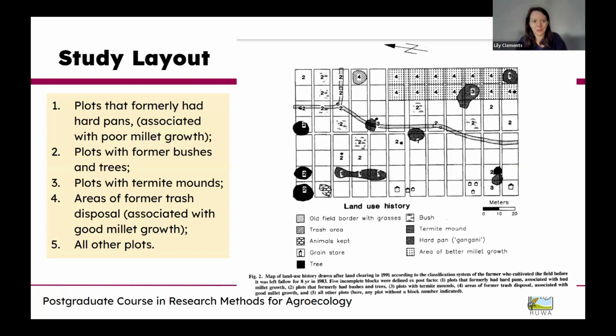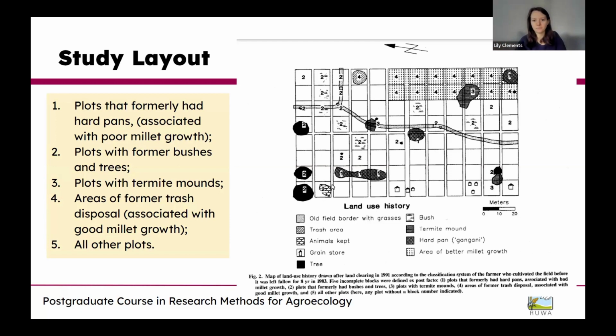And that will be based on previous use of the land rather than the treatments themselves. And so that's really important to know at this stage, so we don't attribute those changes and that good performance to the treatment necessarily when it might not be to do with the treatment. And then in 5, we have all other plots.